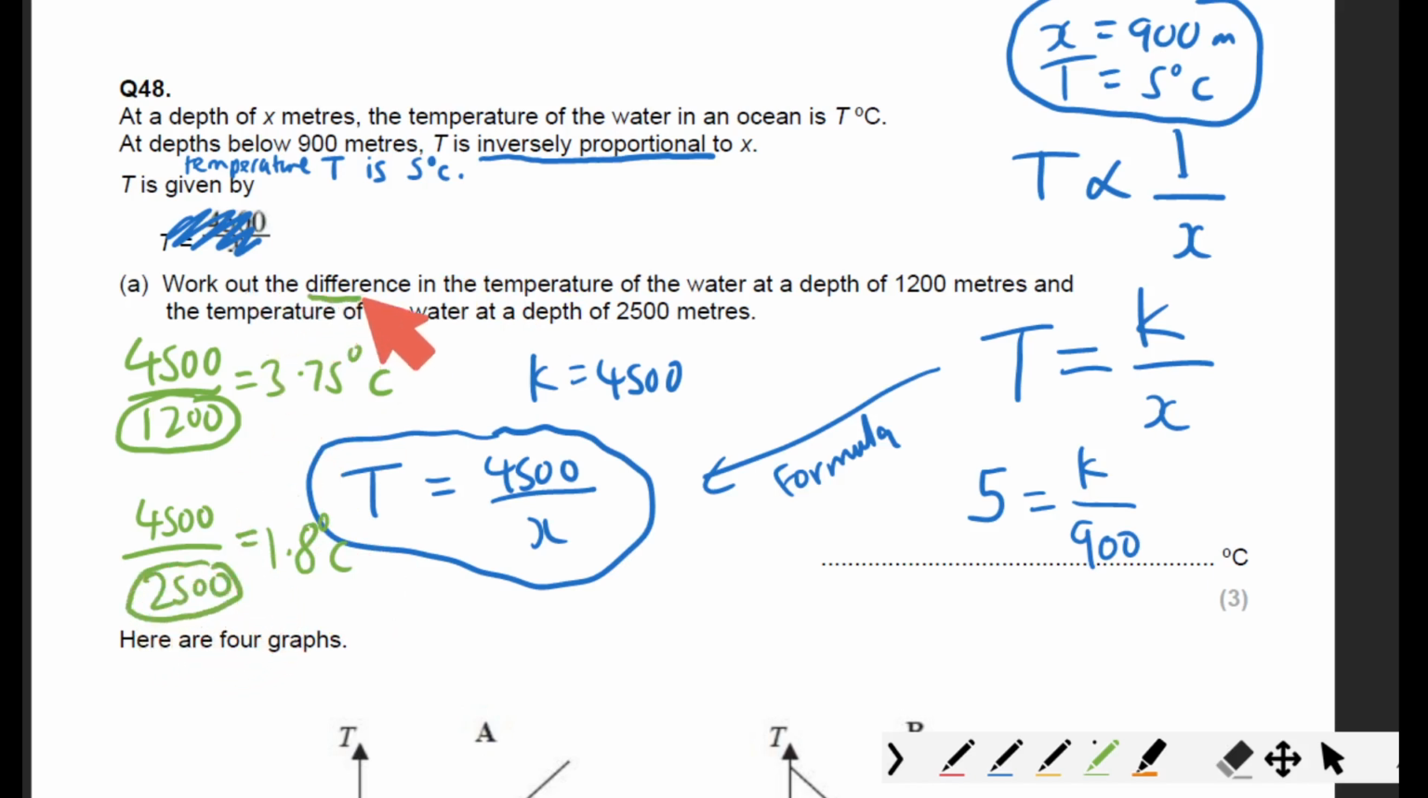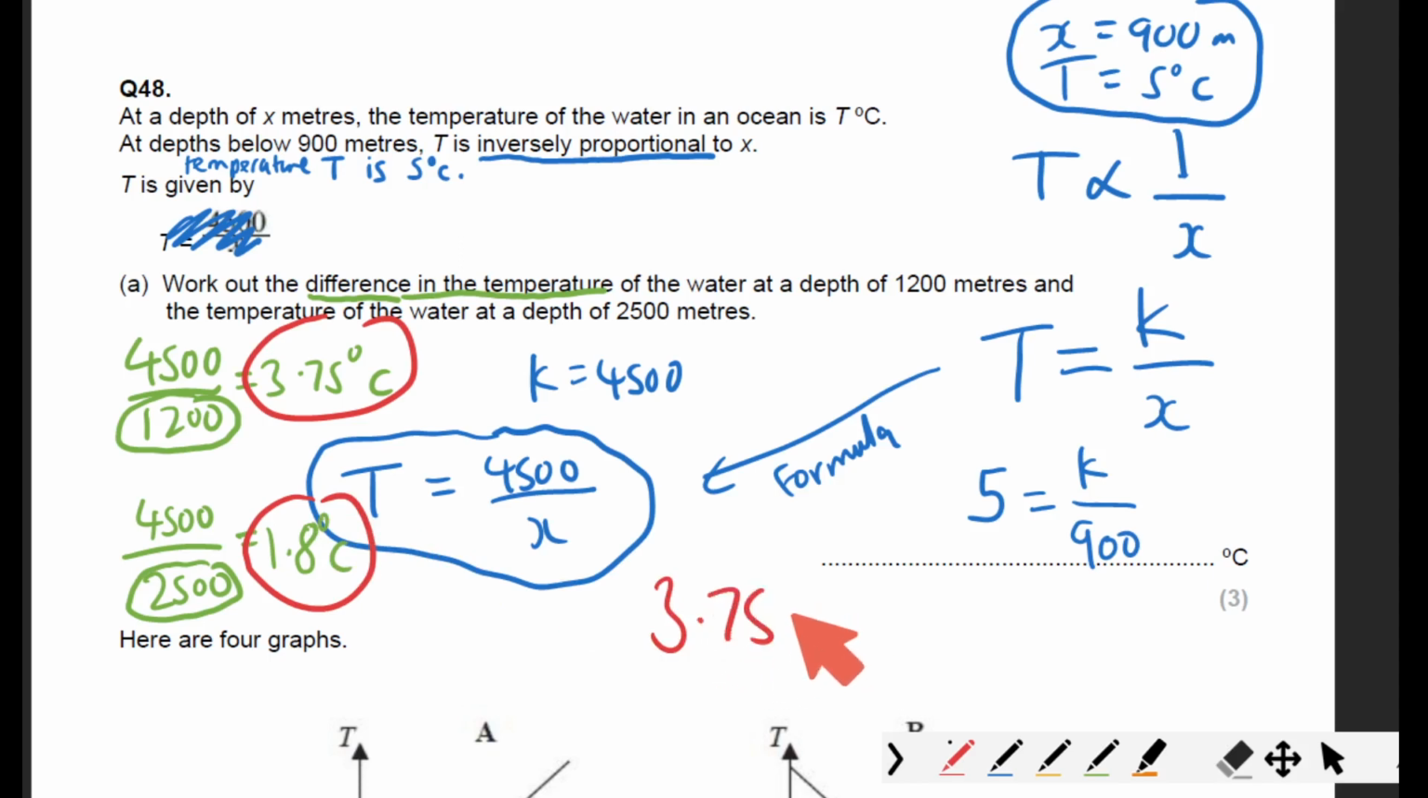Work out the difference in the temperature. Well, what I'll need to do then, I'll need to subtract these two to get the difference. It's a difference of 1.95 degrees Celsius. Right. So I've just changed the question slightly to what I think it was originally to make it a bit more challenging.